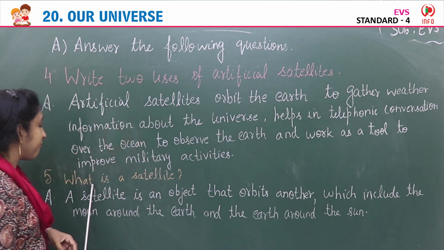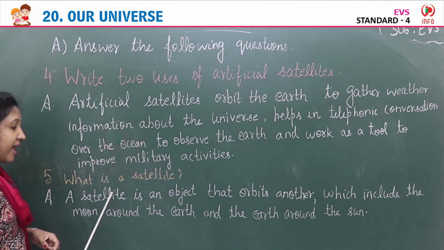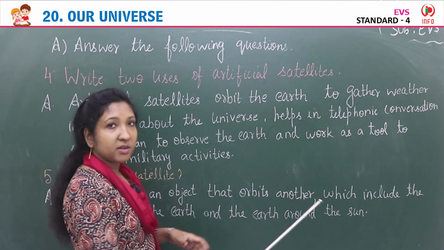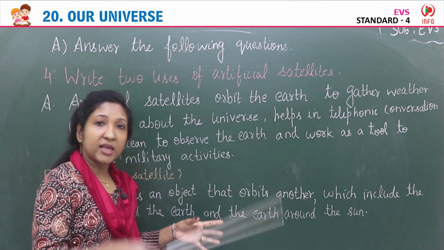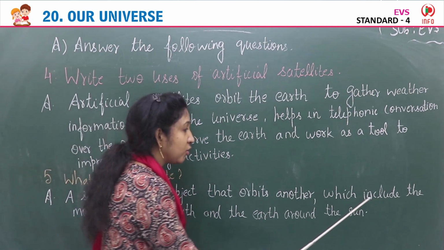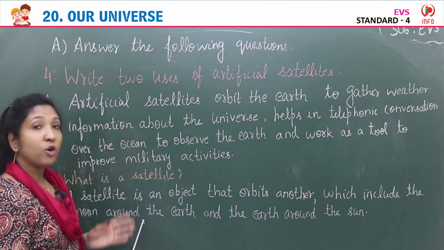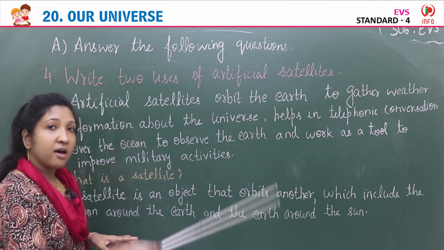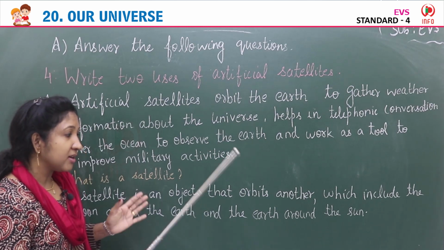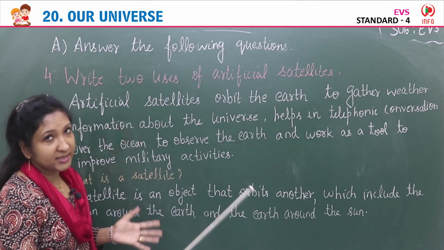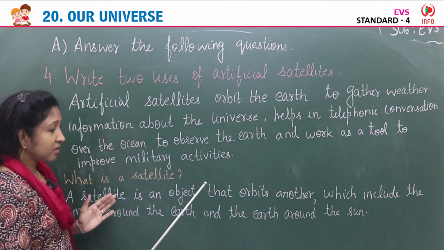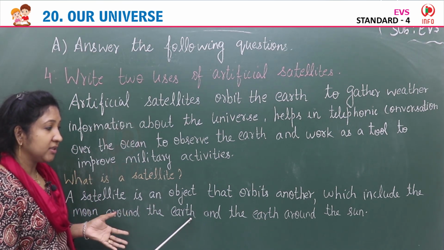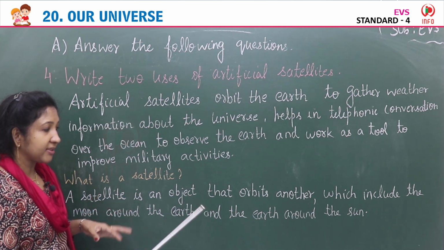Then question number 5, what is a satellite? A satellite is an object that orbits another. It's an object that orbits around another object, which includes the moon around the earth. The moon is a natural satellite of the earth. The moon is revolving around the earth, and the earth is also revolving around the sun. So they are called satellites. The moon is a natural satellite of the earth. The earth is a satellite of the sun, like that.